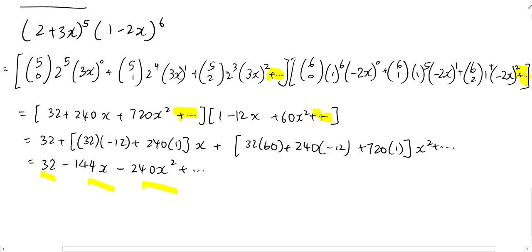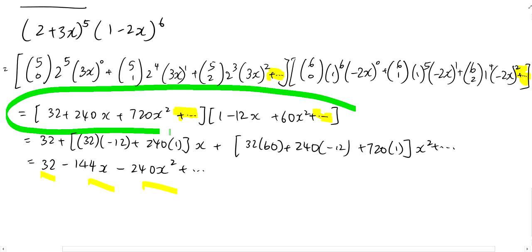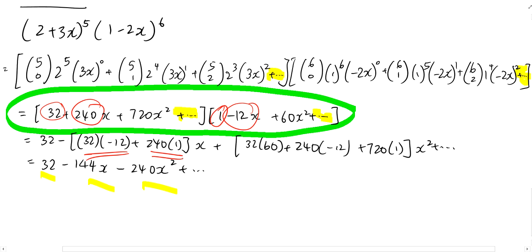Expanding and simplifying will result in this. Next, I want the first three terms. The first term must be a constant. The constant is obtained only by taking 32 times 1. Now the second term must be my x term. The x term is obtained by 32 multiplied by my x term, which is negative 12, so 32 times negative 12. That is one x term. And the final x term comes from 240x multiplied by 1. I use the opportunity to factorize out the x straight away. We do the same thing for the x squared term. Simplify to get 32 minus 144x minus 240x squared.